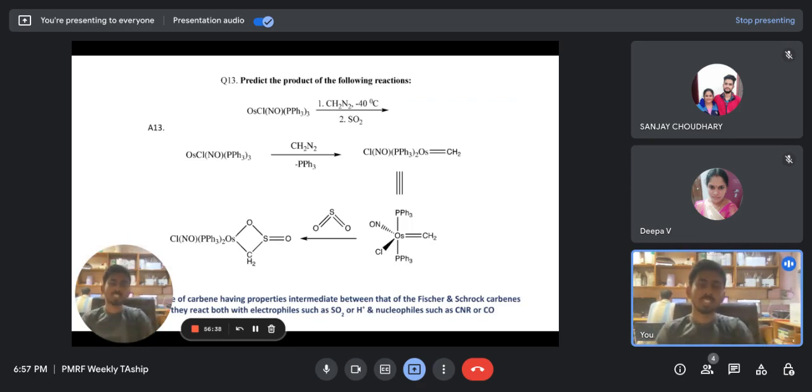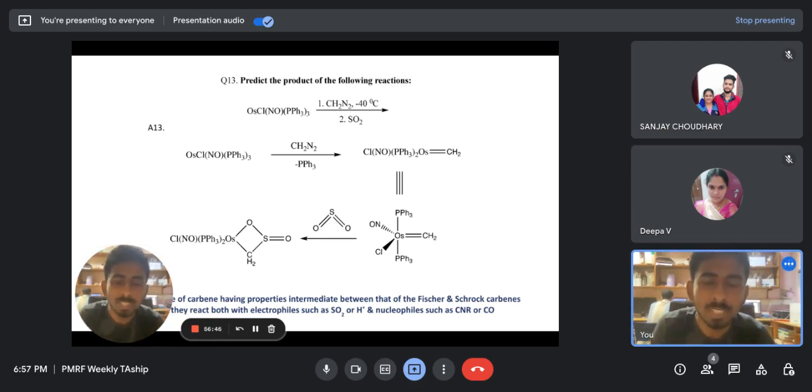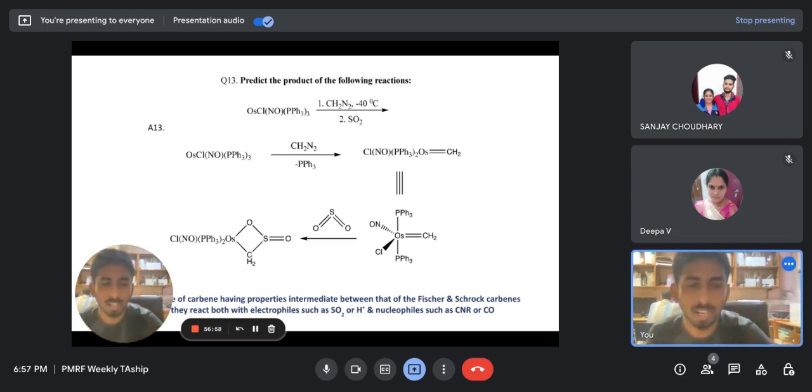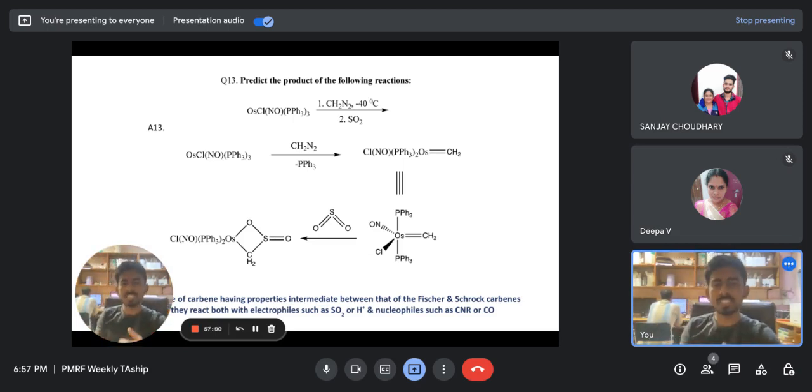Coming to the last question, again we are coming to the same compound OsCl(NO)(PPh3)3, when it is treated with diazomethane, and again it is reacted with SO2. What happens? In the earlier example I have already told that it's a very well-known class of compounds which have properties between that of the Fischer carbene and the Schrock carbene, because they react both with electrophiles such as sulfur dioxide or hydrogen, hydrogen meaning H plus or proton, or nucleophiles such as CNR, that is RNC. RNC is nothing but isocyanide, or CO, that is the free carbonyl.